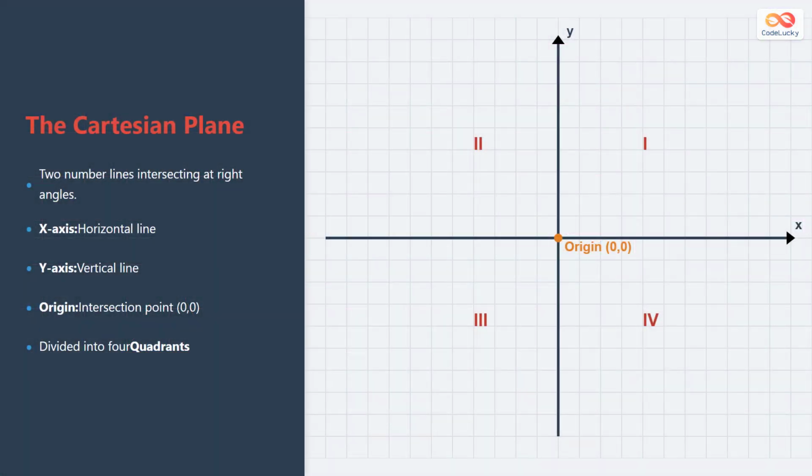To start, we need a map. This is the Cartesian plane. It consists of two number lines intersecting at right angles. The horizontal line is called the x-axis, and the vertical line is the y-axis. Where they meet is the origin, at 0, 0. These axes divide the plane into four sections called quadrants.